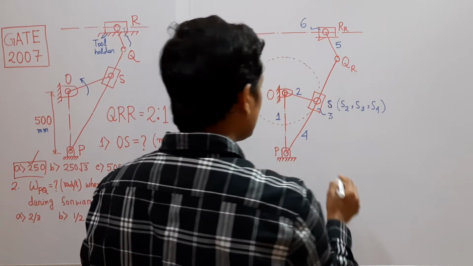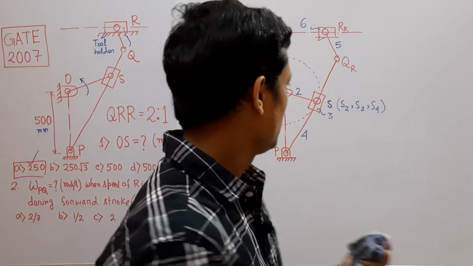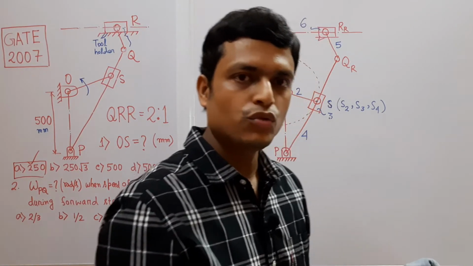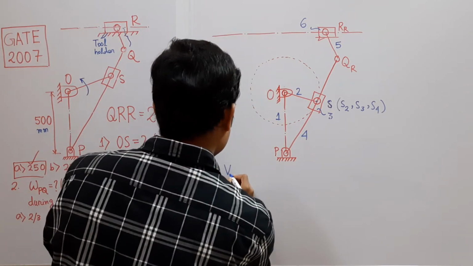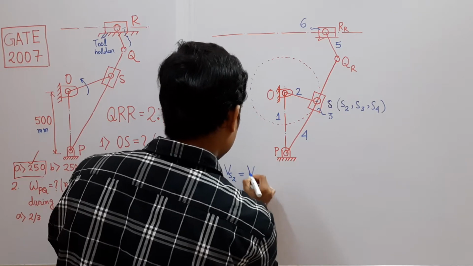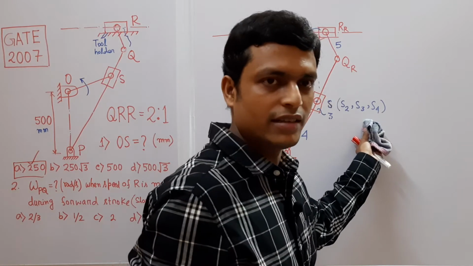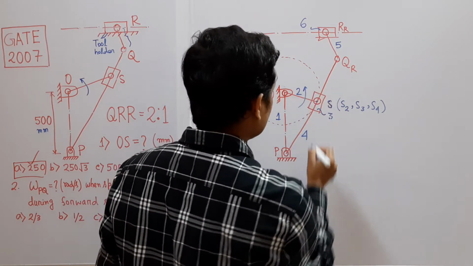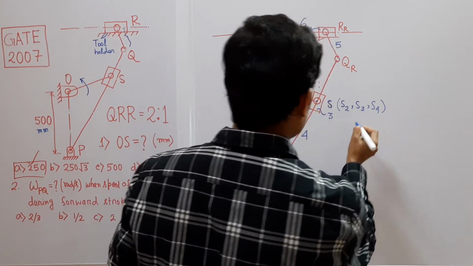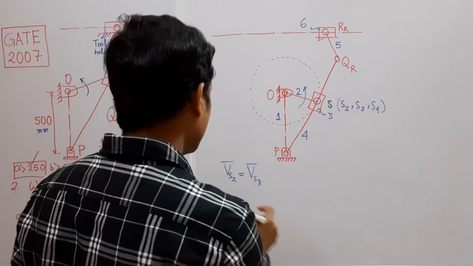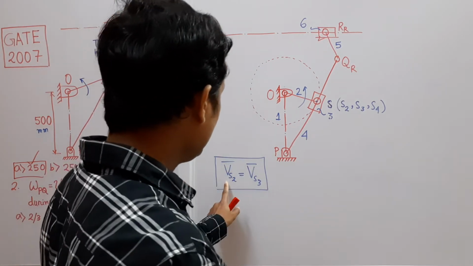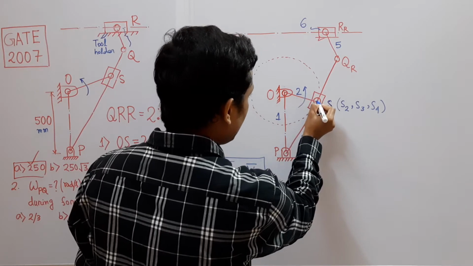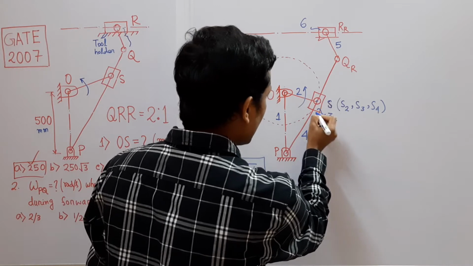And out of these 3, S2 and S3 remain always coincident, because S is the center of the revolute joint, which connects link 2 and 3. So S2 and S3 move together. So velocity S2 is velocity S3, as they always remain coincident, and these things I have discussed in my previous lecture. But S4 is only instantaneously coincident. As the crank rotates, S4 shifts from S2 and S3. As S2 and S3 always remain coincident, that's why Vs2 is equal to Vs3. Vs2 is what? Velocity of link 2 at point S. Vs3 is velocity of link 3 at point S.